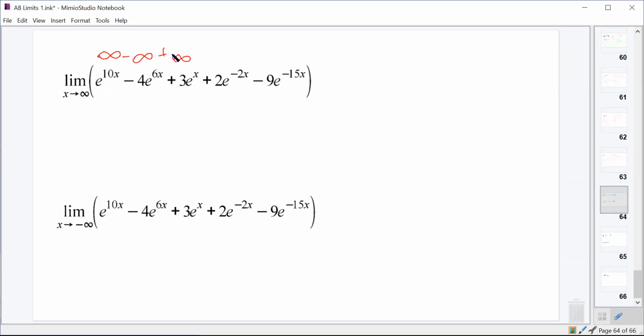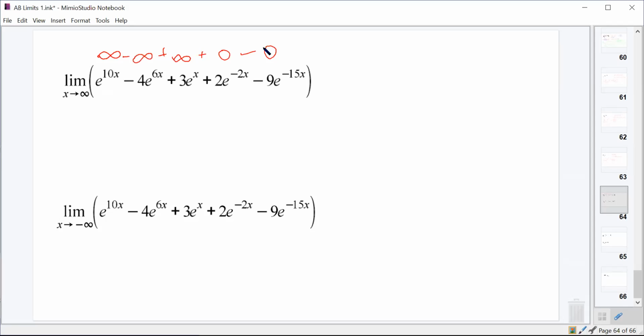Yeah. And then what about the plus 2 e to the negative 2x? What would that be? Plus 0. Yeah, so this is going to negative infinity. E to the negative infinity is 0, so that becomes plus 0. And this last one becomes minus 0.